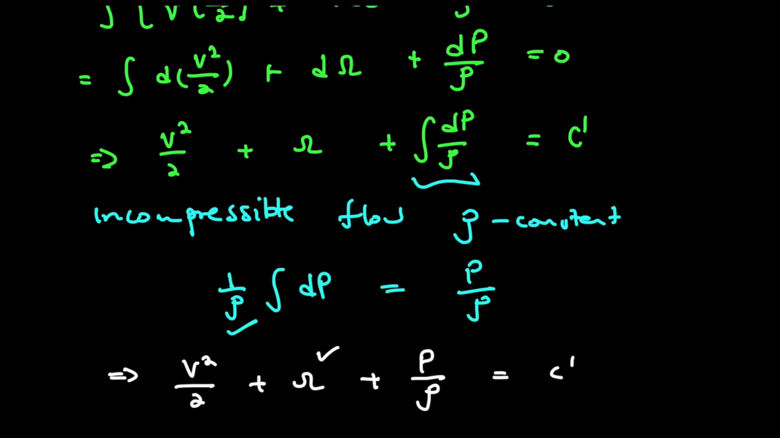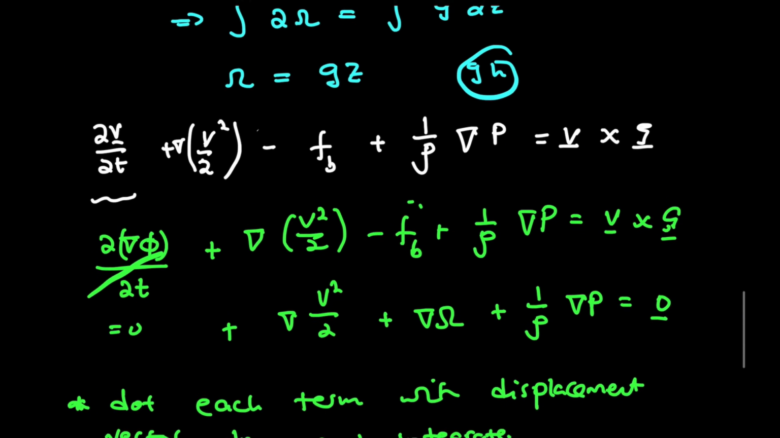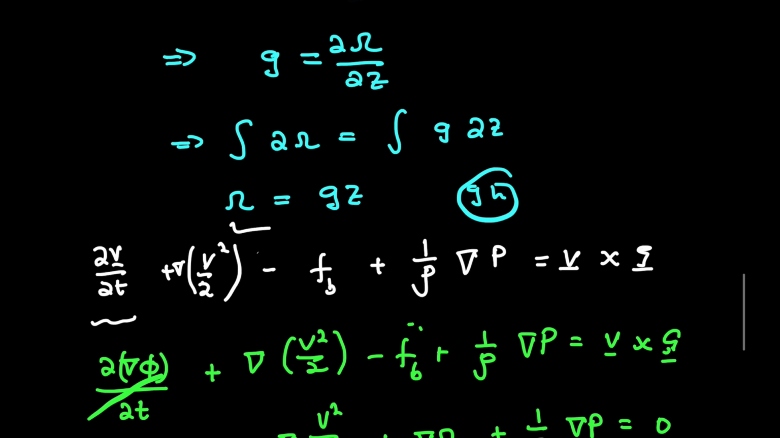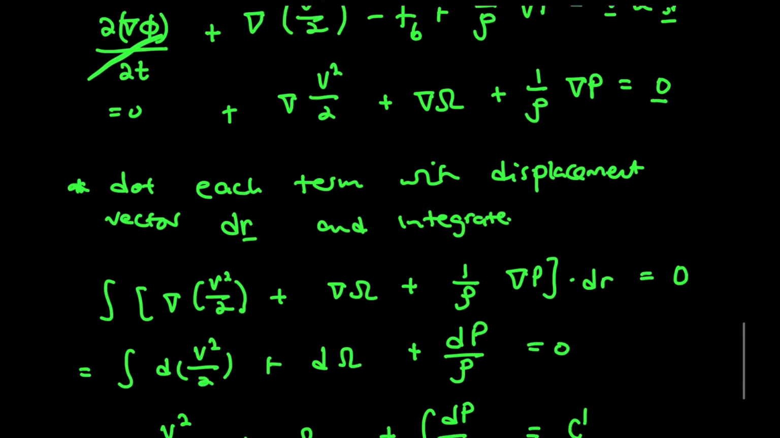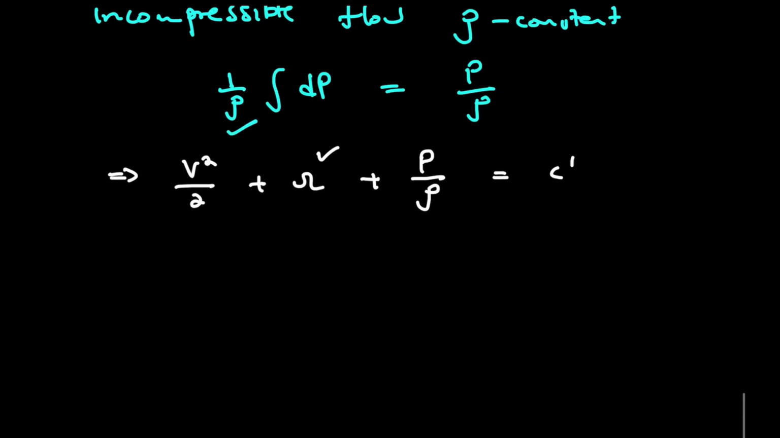And then omega, we actually solved for on the third assumption. Omega is gz, or you can call it gh, whichever one is going to help you to sleep at night. That's gz plus p over the density equals a constant. So the sum of these three is going to give you a constant, and that is Bernoulli's equation.